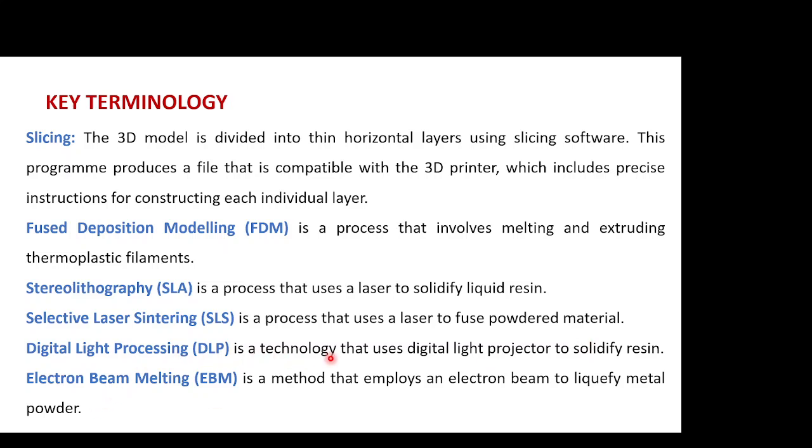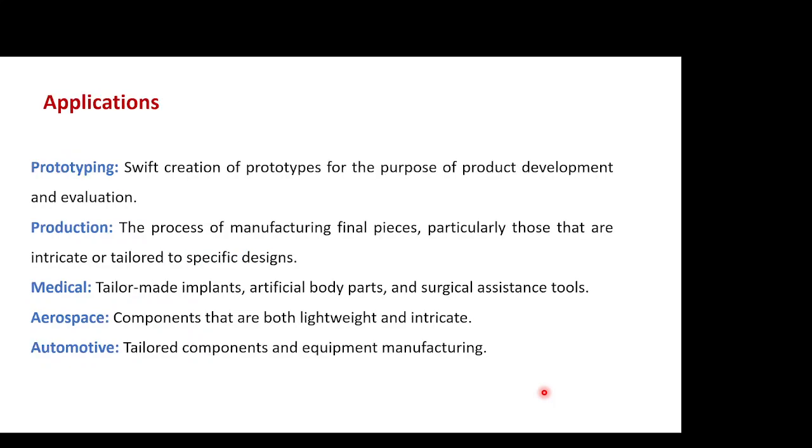Then DLP is a technology. DLP stands for digital light processing. So here, as the name suggests, you are using a digital light projector. Instead of a laser, you are using a digital light projector to solidify resin. Then we have electron beam melting that employs an electron beam to liquefy metal powder. So you have a metal powder, and to make it molten, to liquefy it, you will use EBM.